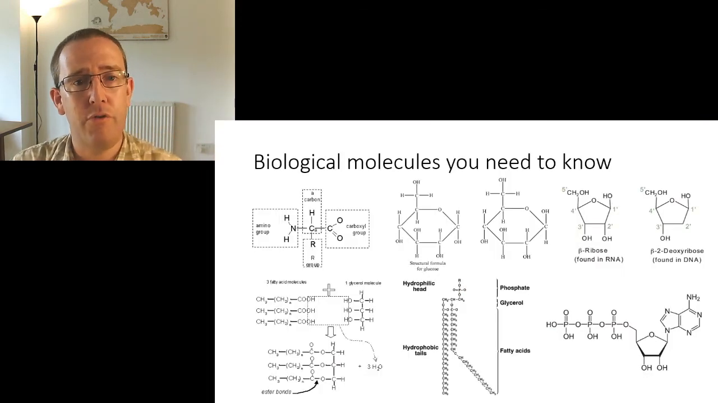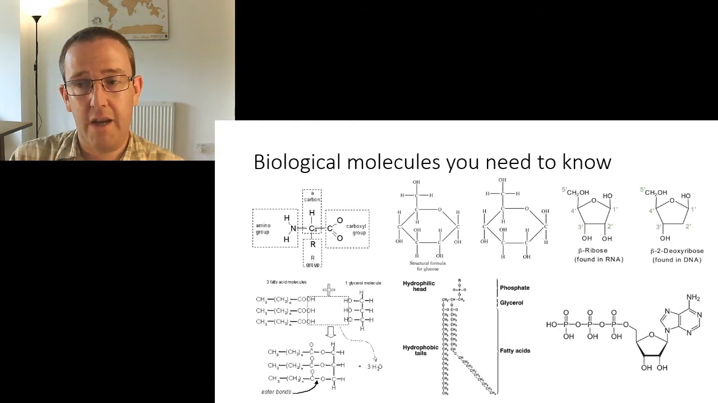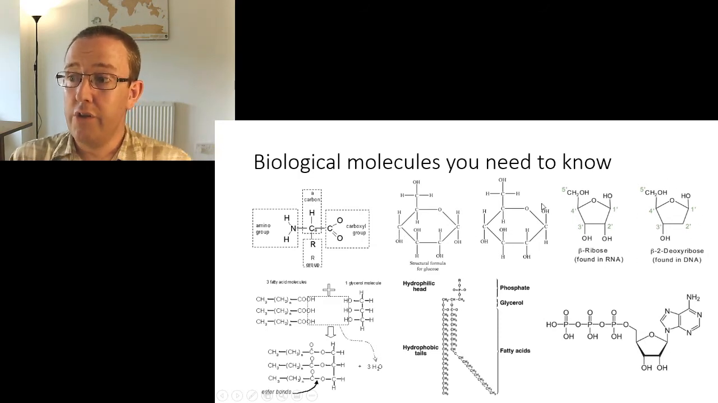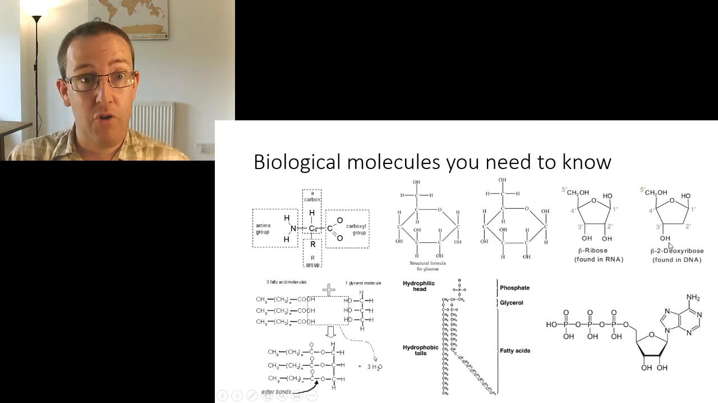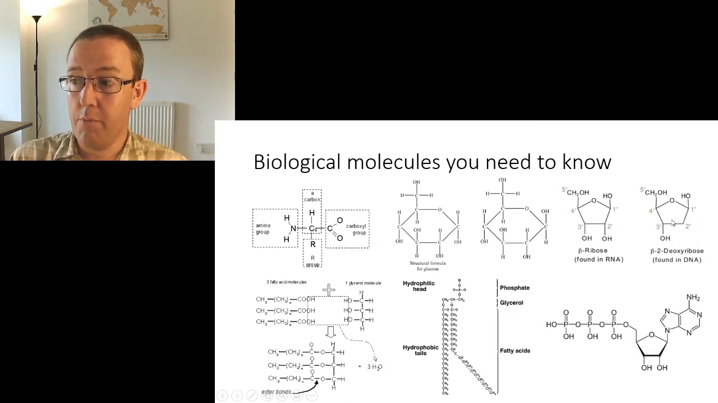These are the biological molecules we're going to teach you at AS level biology. You've got here a basic amino acid. You've got 2 versions of glucose, alpha and beta glucose. You've got the 2 molecules that make up our nucleic acids: deoxyribose, famed in DNA, and ribose, famed in RNA. You've also got another version of those from the same family, which is ATP. You can see the 3 phosphates on the end there.